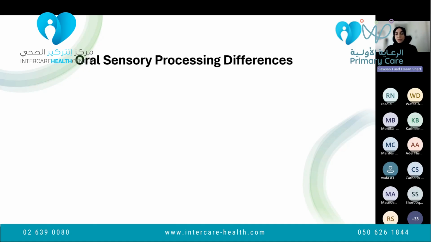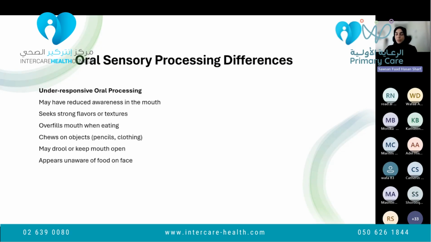Now let's move to the oral sensory processing differences, and it's very common among children with autism. If the child is under-responsive, the cup is very big. The child may have reduced awareness in the mouth area. Sometimes they are seeking specific flavors or some textures.